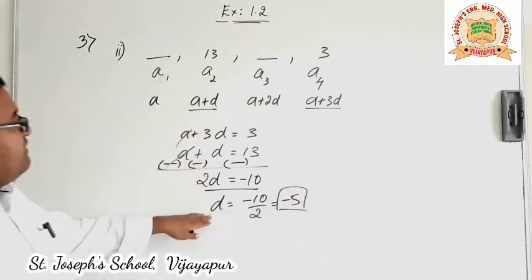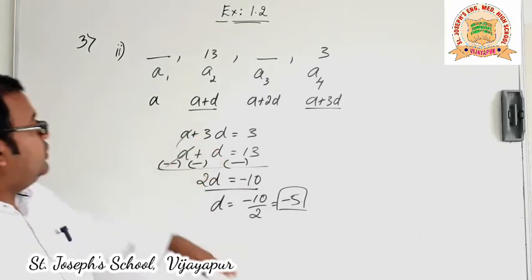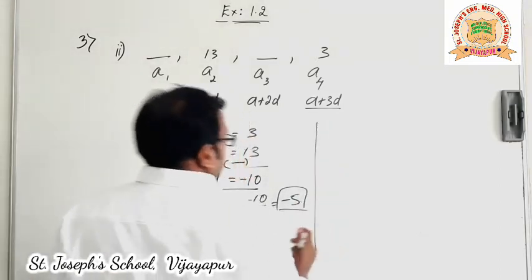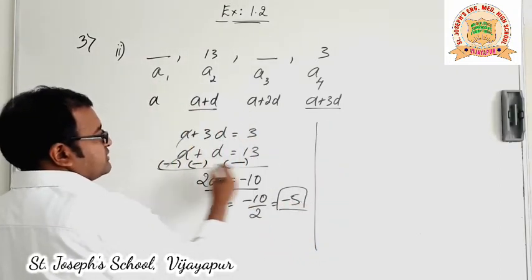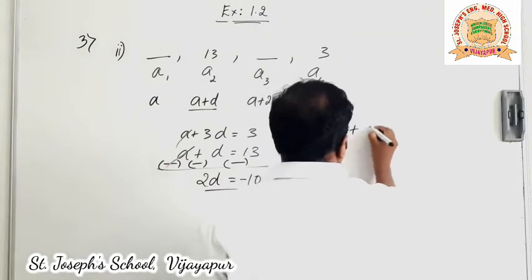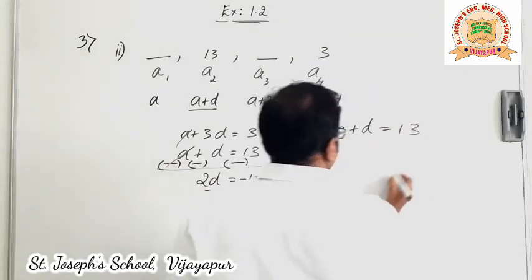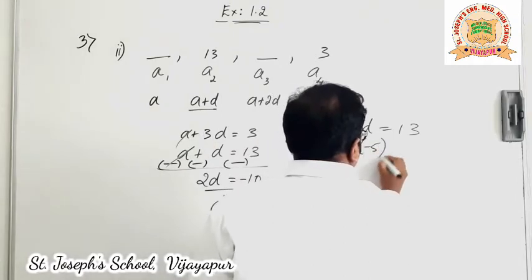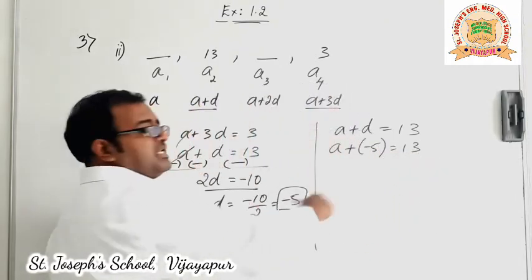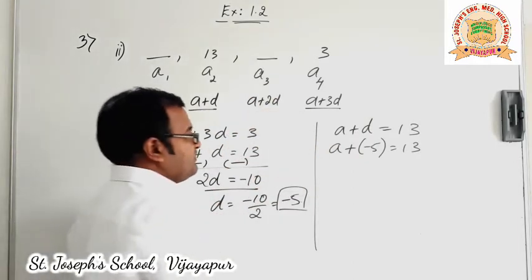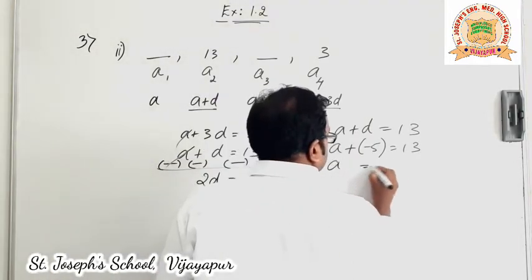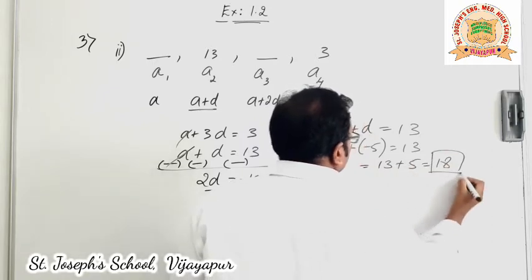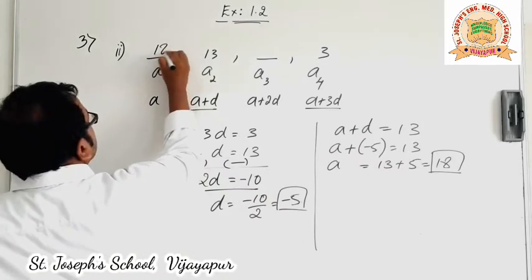So I got the D value. Now using this D value in one of these equations, let us find out the A value. Now I will substitute this in. I prefer this smaller equation. I will use that. A plus D is equal to 13. D value is minus 5. So A plus of minus 5 is equal to 13. Minus 5 goes to the other side, becomes plus 5. So A is equal to 13 plus 5, which is 18. So I got the A value, that is 18.